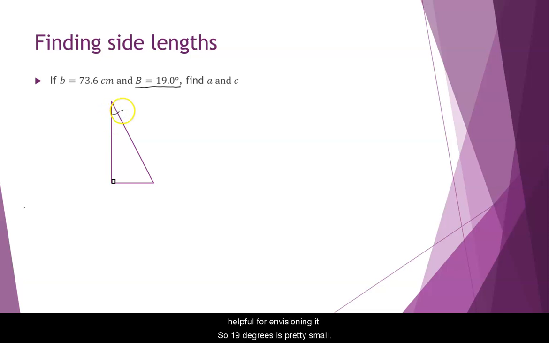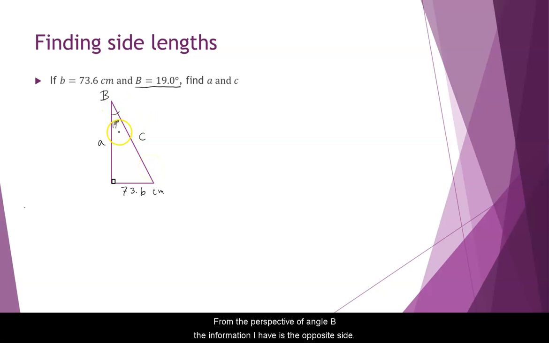So 19 degrees is pretty small. I'm going to say that angle B is up there, 19 degrees, and that means the side opposite it is side length b. So this is 73.6 centimeters. Side length a must be this side over here, the other leg, and c must be the hypotenuse. Let's find the hypotenuse first. Either one would work though.